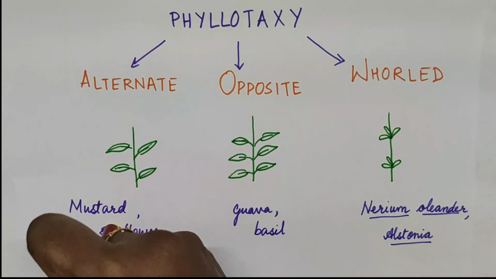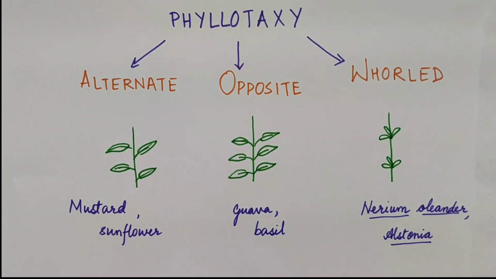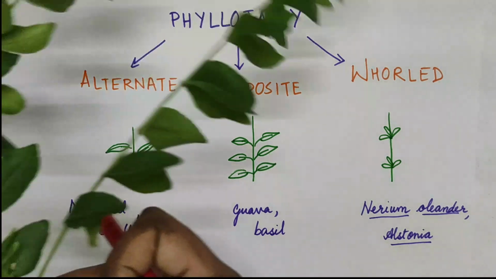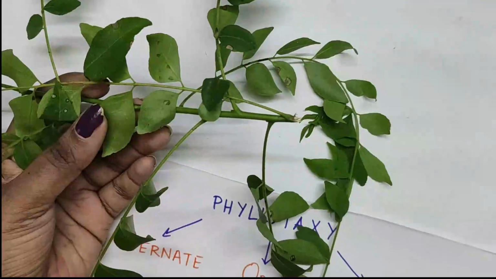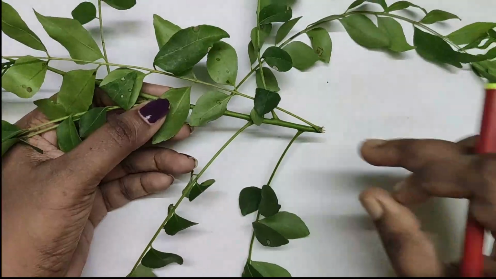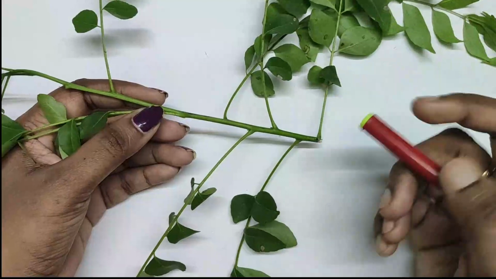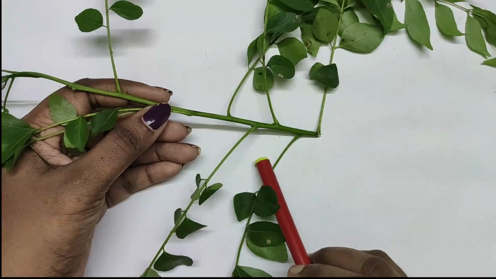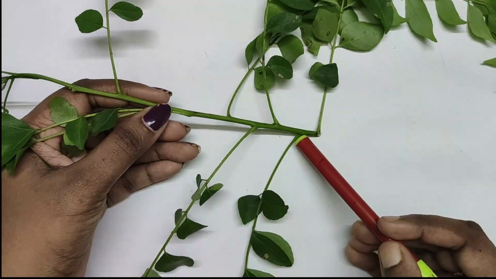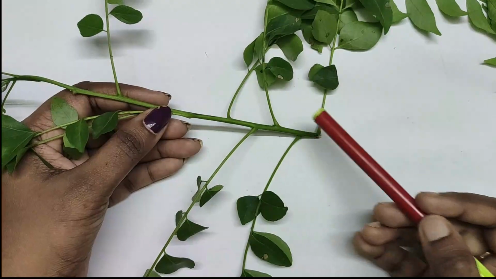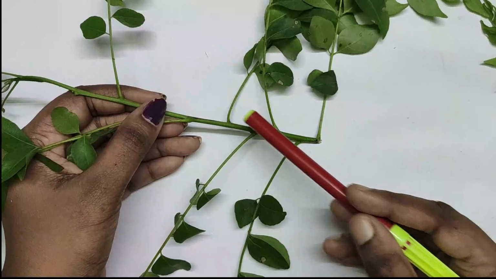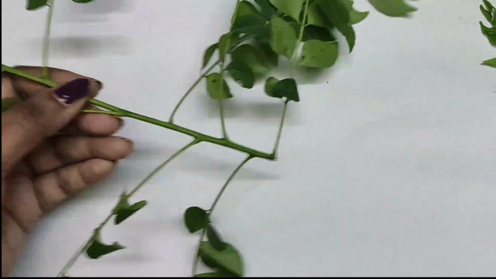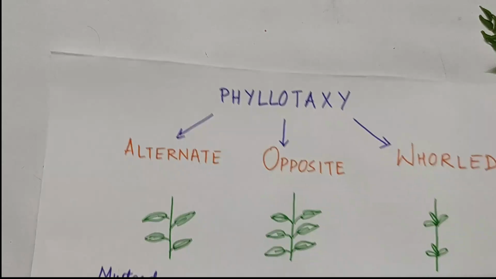Mostly you can see it in the examples of mustard, sunflower, or I can also show you one example. This is an example of curry leaves. So here you can see one compound leaflet is arising from here, but the other one is not rising from the same point opposite to it, but it is rising a little above. So this kind of an arrangement is known as alternate arrangement.